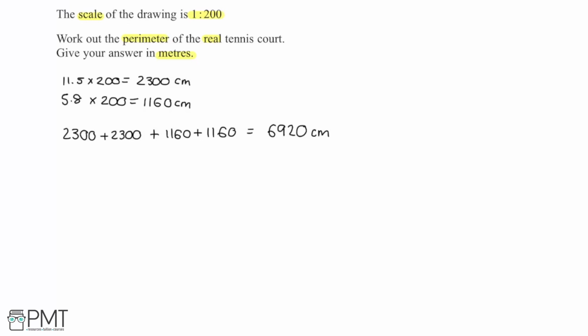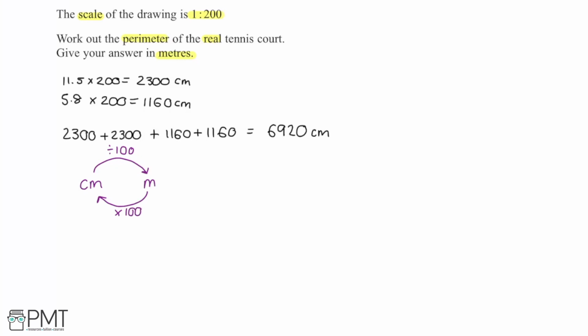So I now have the perimeter of the actual tennis court, the real tennis court. However, I've not quite finished, as the question asked me to give my answer in metres here. So I'm going to need to convert this centimetres into metres. Now if I'm going from centimetres into metres, we need to divide our value by 100. If we were going from metres to centimetres, we would multiply by 100, but that's not necessary for this calculation.